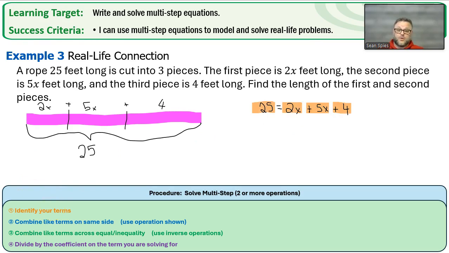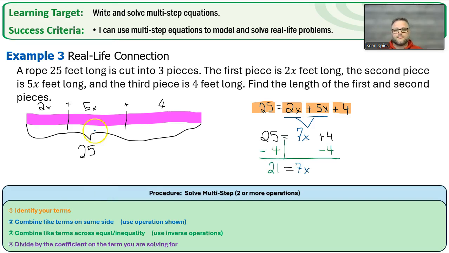Now that we've identified them, we want to combine our like terms on the same side. After I've combined the 2x and the 5x to get 7x, now I want to combine my like terms across the equal sign. So I need to get this positive 4 out of there and combine it with the 25. But I can't just move my positives. I got to use opposites. So I removed my positives on the right, and that means I had to keep balance by placing 4 negatives on the left. So 25 is positive. 4 of those get canceled, and I'm left with 21 positives.